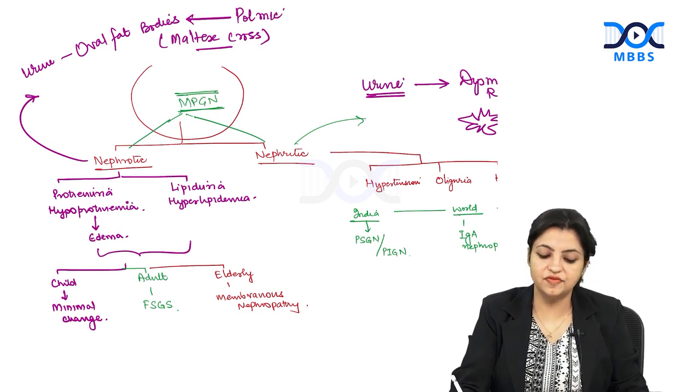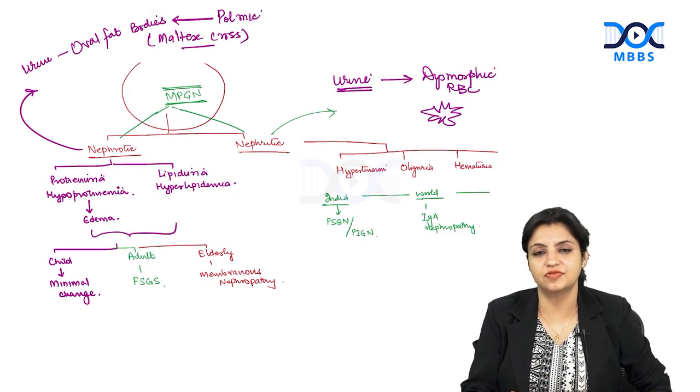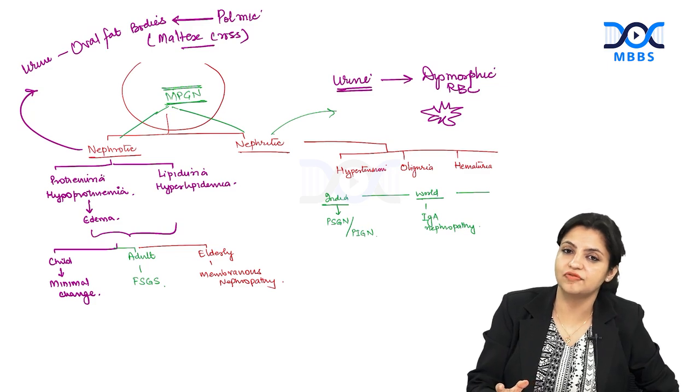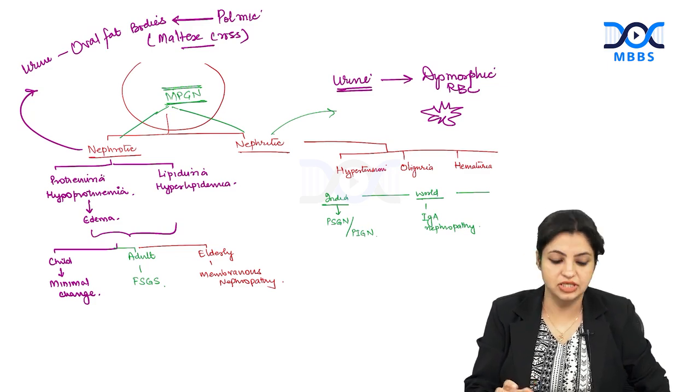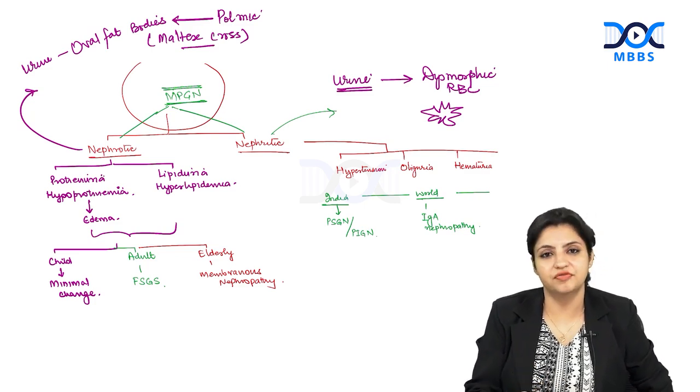So, if you look at these oval fat bodies under polarizing microscopy, you will see the Maltese cross appearance. This is the urine finding of nephrotic and nephritic. Urine finding itself can differentiate both of them. If you see dysmorphic RBCs, that's very characteristic of glomerulonephritis. If you see oval fat bodies, which on polarizing microscopy show the Maltese cross appearance, that's very characteristic of nephrotic.